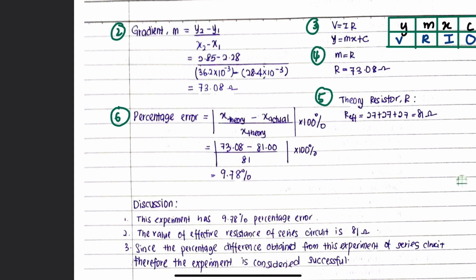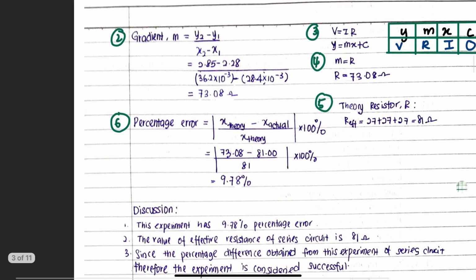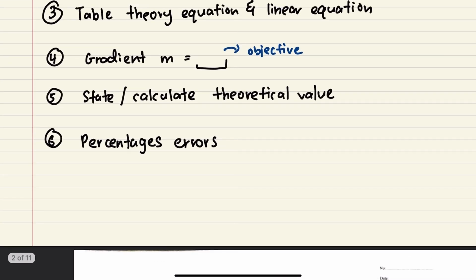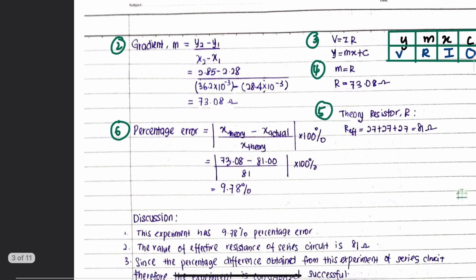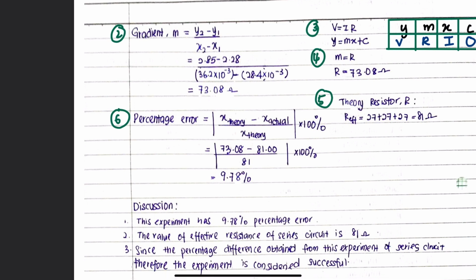For example, you can state that the theoretical value for g is 9.81 meters per second squared. Lastly, for the calculation part, you have to do percentage error. The percentage error is this one. Basically, it is the theoretical value minus the actual value, divided by the theoretical value. This one is not actual, it is more like experimental, so I change this one to experimental.